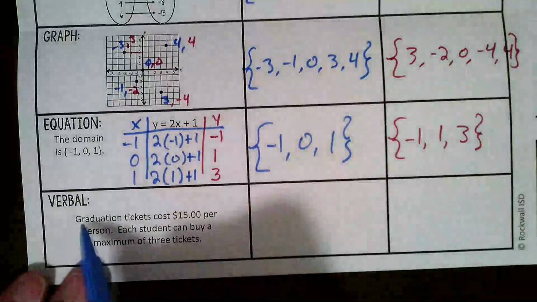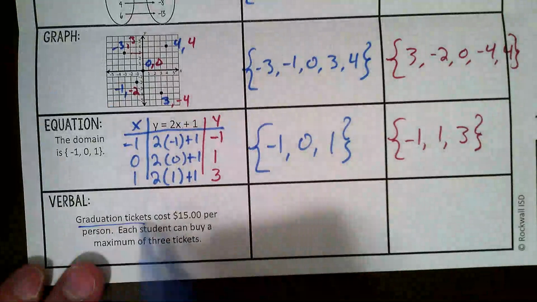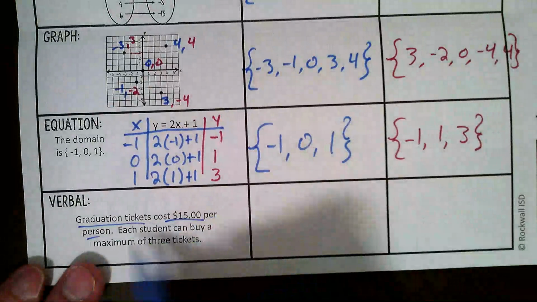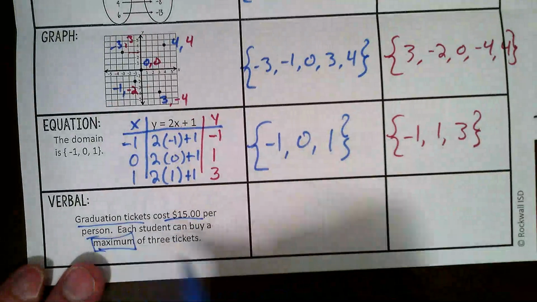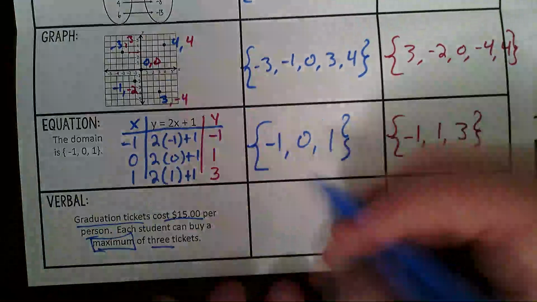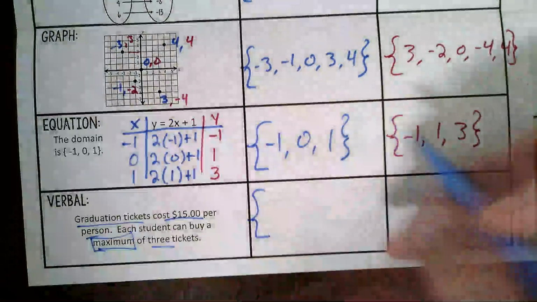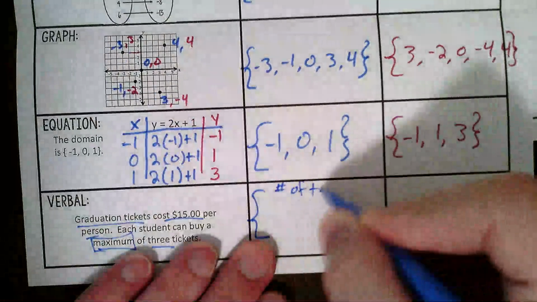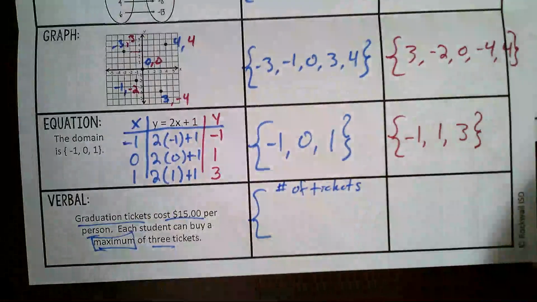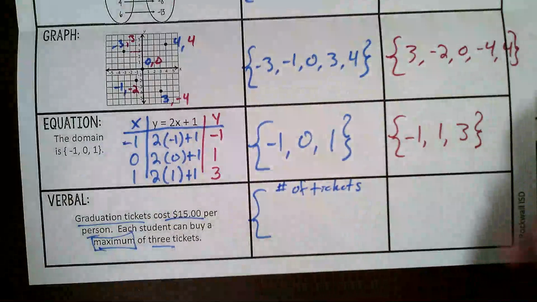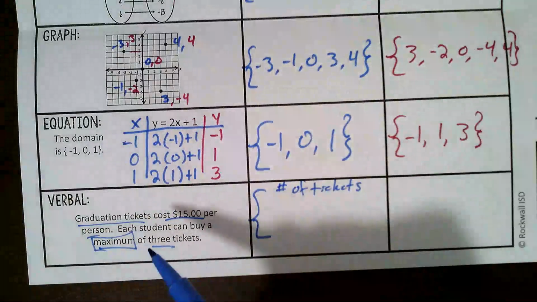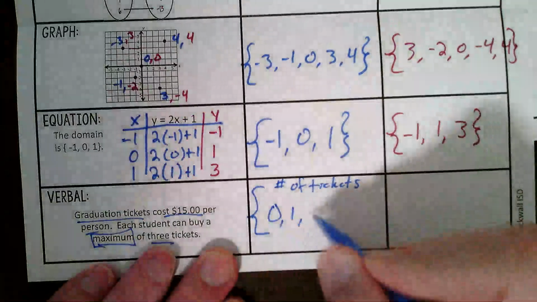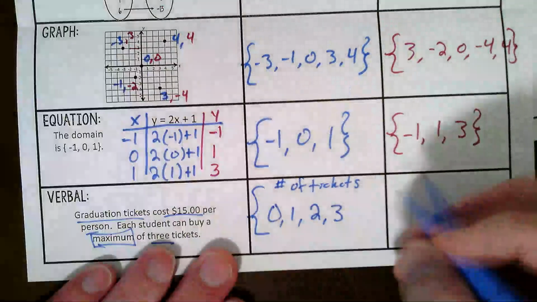The last one, verbal. This is probably the most common. It's been on the state test, and it's probably going to be on your test. Graduation tickets cost $15 per person. Each student can buy a maximum of 3 tickets. So my domain is the number of tickets students can buy. So the question becomes, how many tickets can a student buy? Well, it says they can buy a maximum of 3 tickets. So that means they could buy no tickets, 1 ticket, 2 tickets, or 3 tickets.